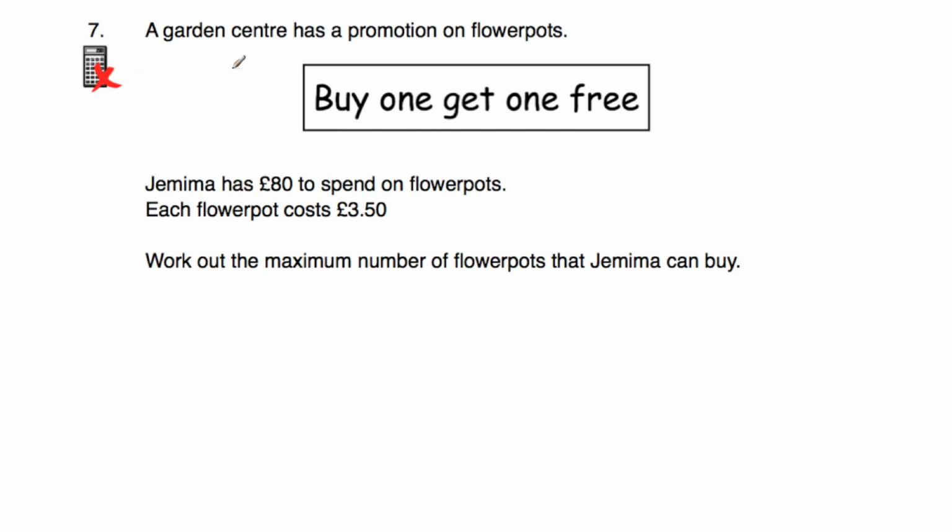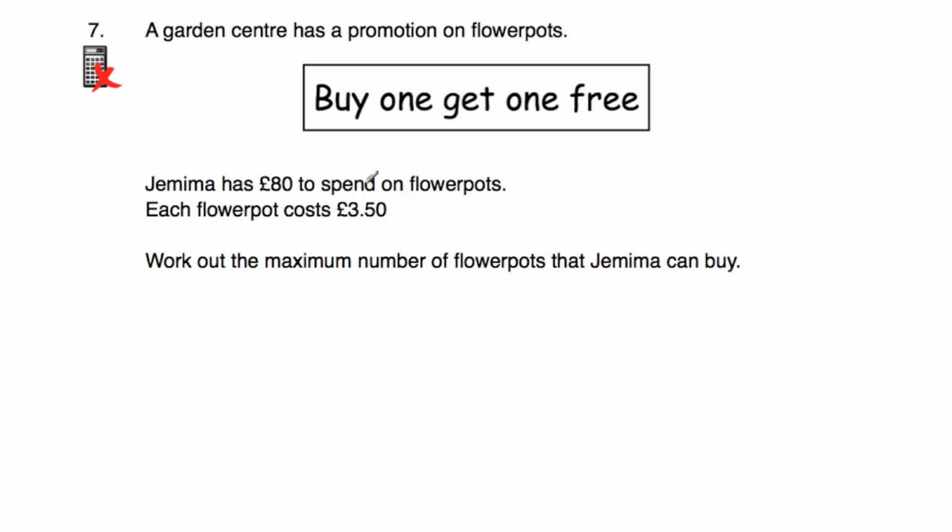Question number 7 says, a garden centre has a promotion on flower pots, and it's buy one, get one free. Jemima has £80 to spend on flower pots, and each flower pot costs £3.50. Work out the maximum number of flower pots that Jemima can buy. If we see how many lots of £3.50 go into £80, then Jemima can buy that many, and then she would get the same number free. And that would tell us how many flower pots she can receive.